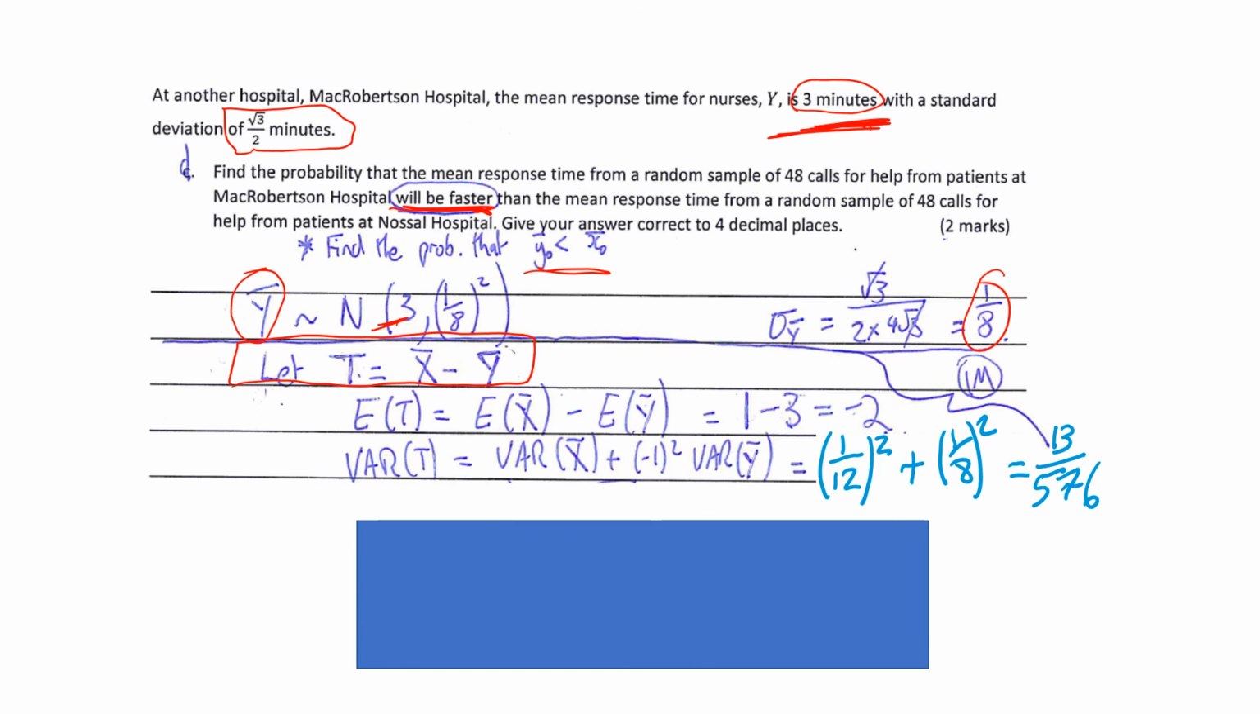So the expected value of T is obviously the expected value of X minus the expected value of Y. Turns out to be -2. And of course, you could have set it up in the opposite way. The variance of T was the variance of X bar plus the variance of Y bar. Why plus the variance? Because the multiple is -1, so we could think of T as being X bar plus -1 times Y bar.